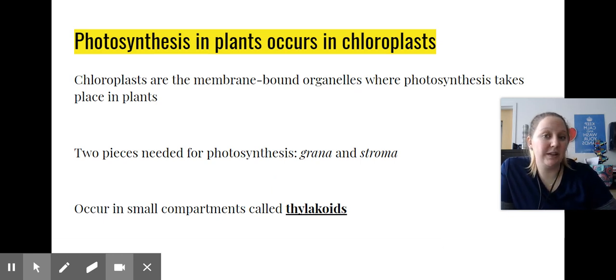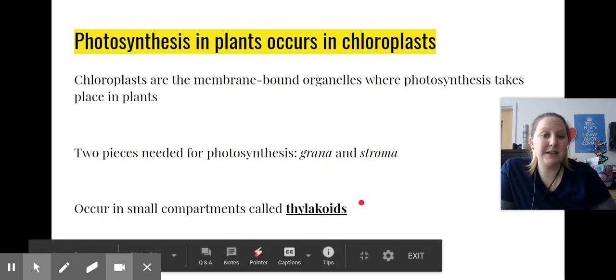Photosynthesis occurs within the chloroplast. Chloroplasts are the membrane-bound organelle where photosynthesis takes place. They have two main pieces: the grana, which are the stacks of thylakoids, and the stroma, which is the liquid around the thylakoids. Thylakoids help speed up the reaction of photosynthesis by containing chlorophyll and being the site where photosynthesis can take place.